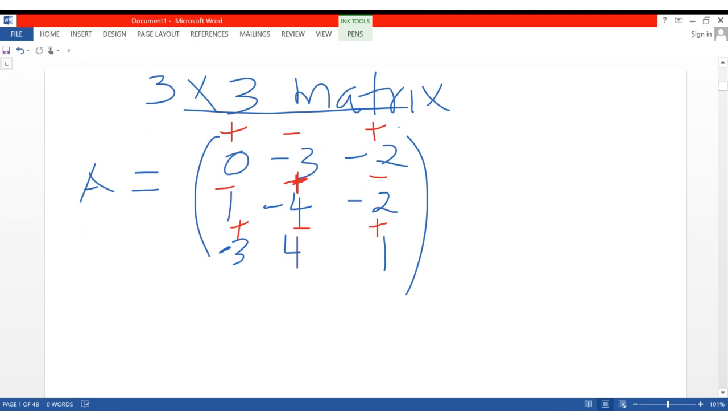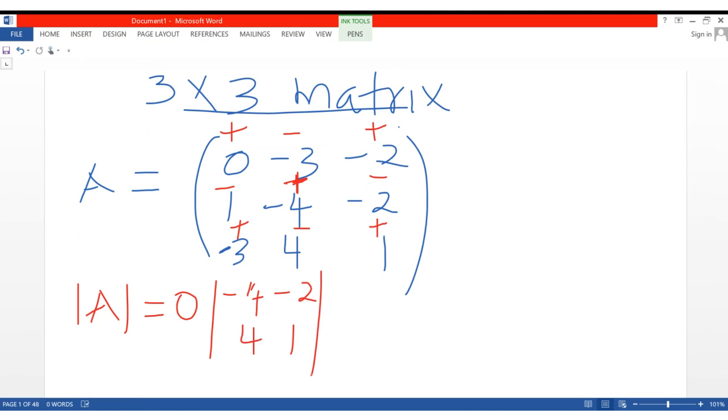So for the determinant of this matrix, it was easy to get the determinant. We shall take first of all the 0. The sign is positive, but 0 doesn't have any positive sign. Then we block. When you block the first column and the first row, you remain with negative 4, negative 2, 4, and 1. You block just the way we did it for vectors.